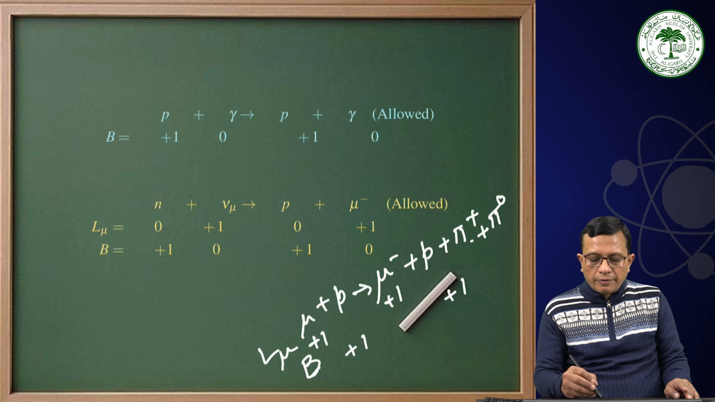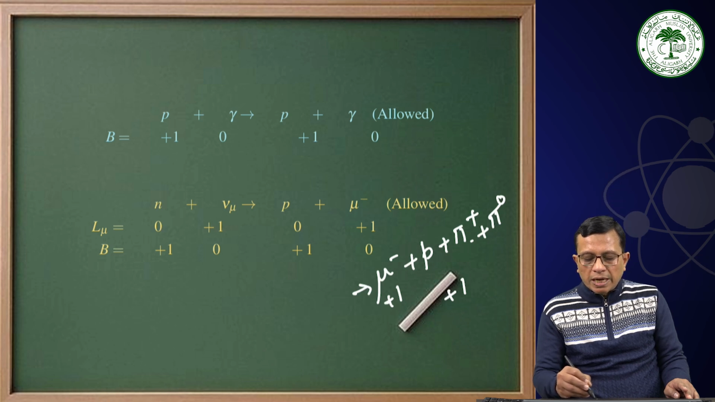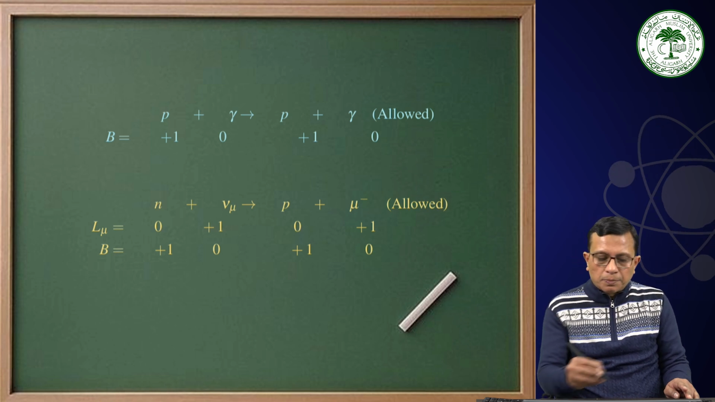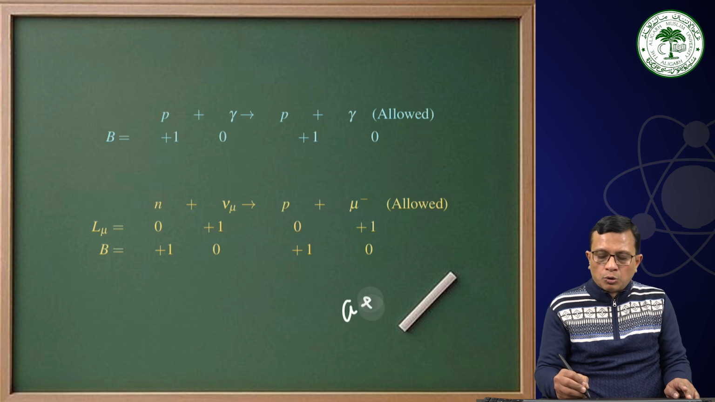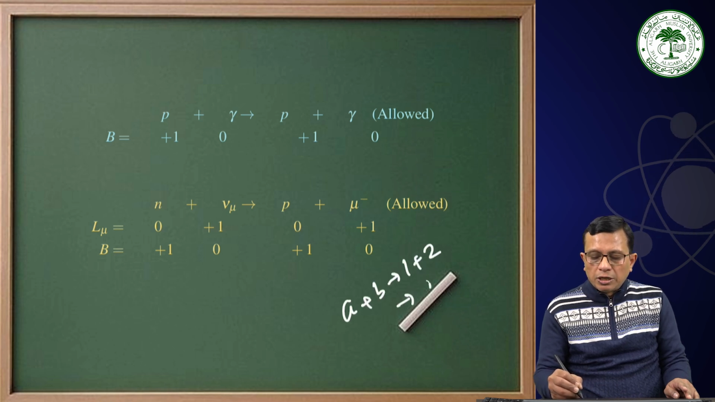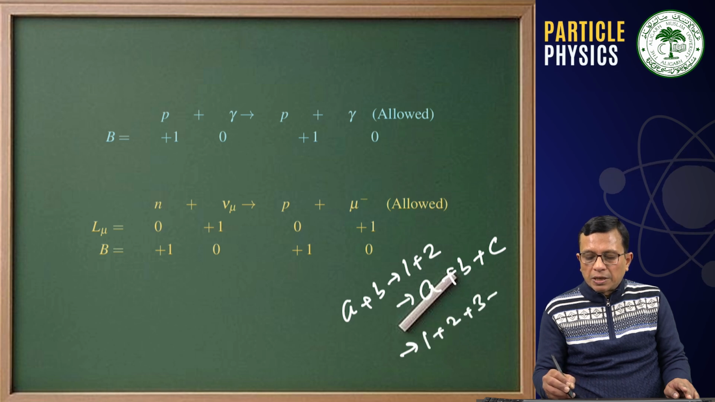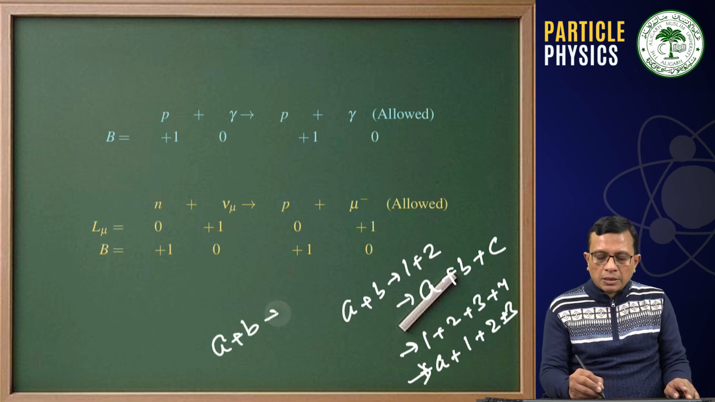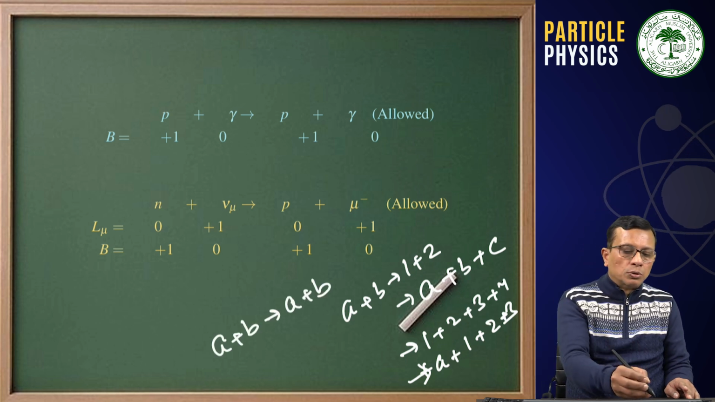These will all be inelastic processes. Besides A plus B going to A plus B, which is called an elastic process, all the other processes where A plus B gives you 1 plus 2, or A plus B plus C, or 1 plus 2 plus 3 plus 4, or A plus 1 plus 2 plus 3, these are all inelastic processes. Only the elastic process is A plus B going to A plus B.